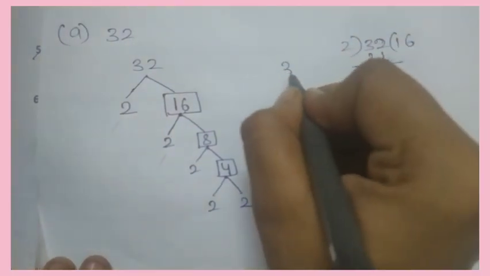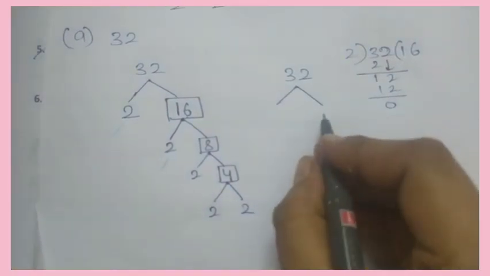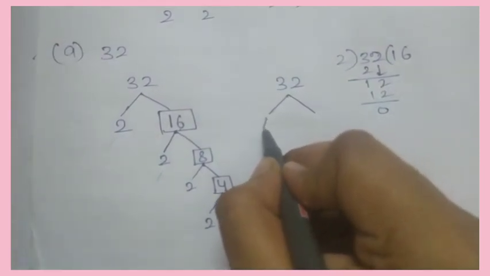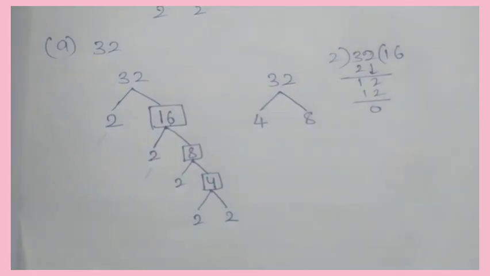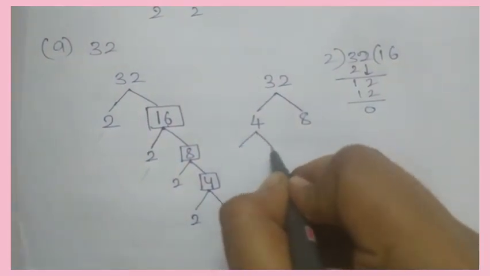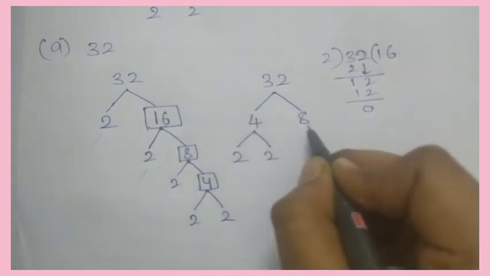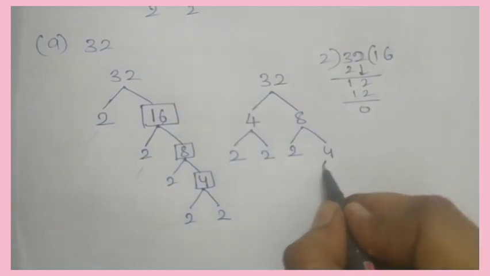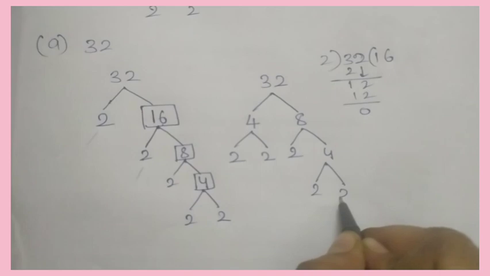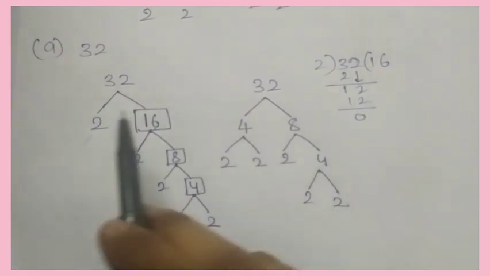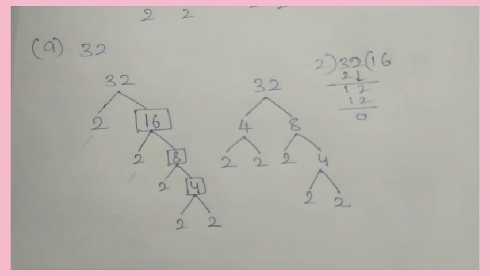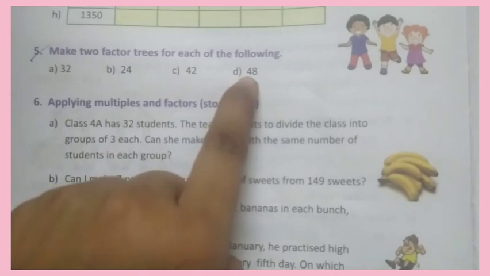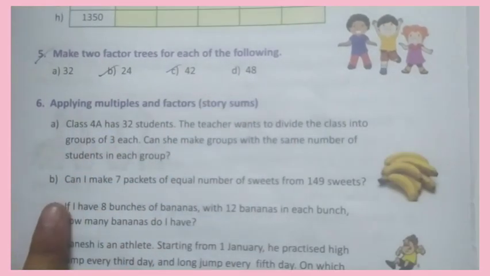And one more method is also there, that is in 4 table we will get 32. In 4 table, 4 8s are 32. Now we can split it again, 2 2s are 4, and here also we can split it, 2 4s are 8. Next again we can split it, 2 2s are 4. This is a factor tree of 32 in 2 ways. Now look at B question. I will explain D. You do this B and C as homework.